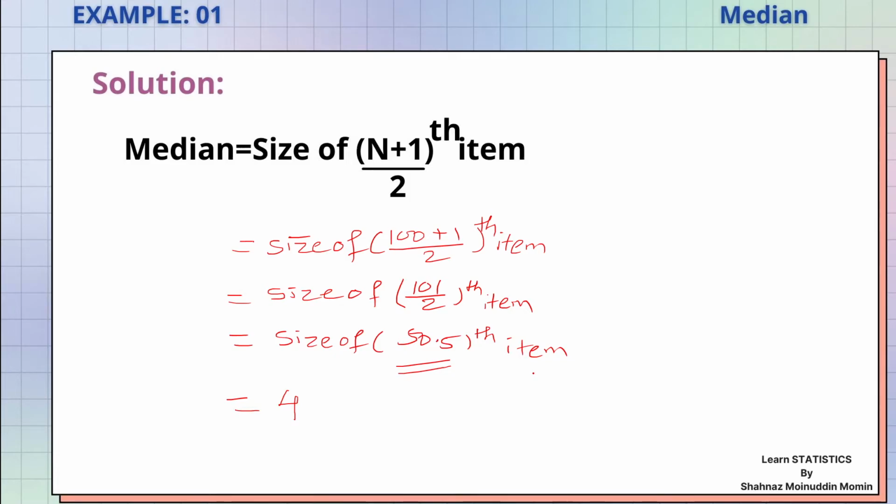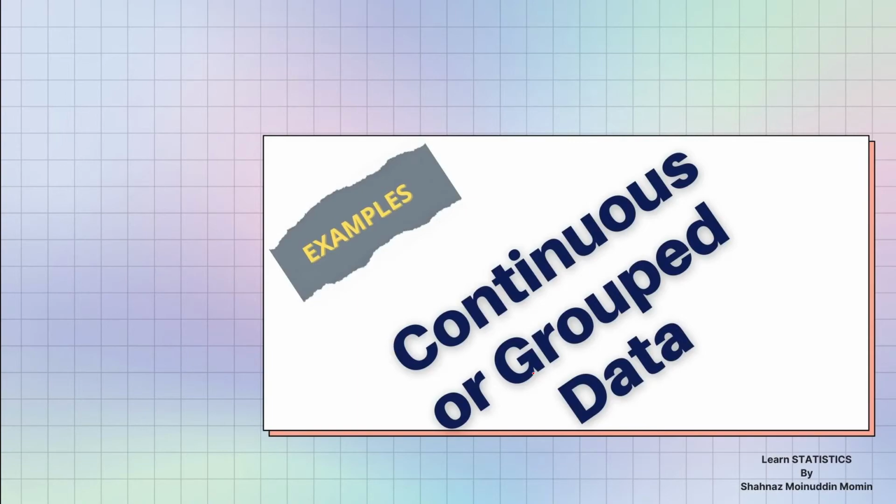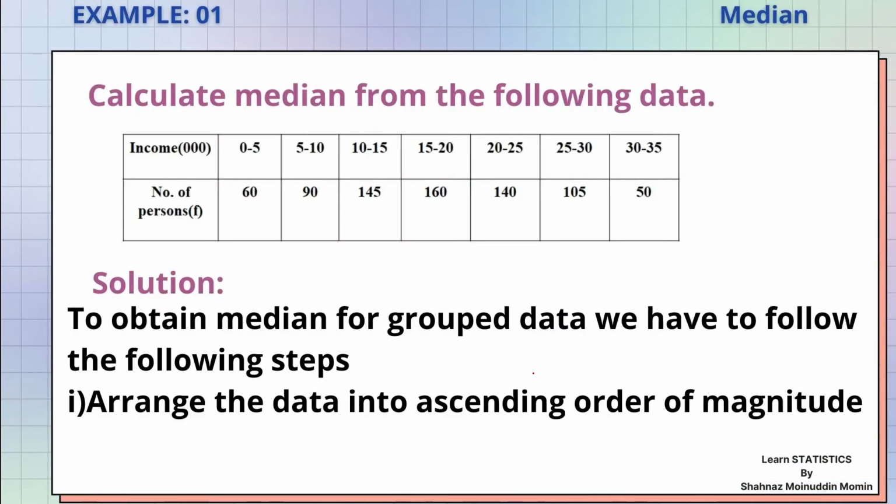Now, let us start with the third type of data, continuous or grouped data. In continuous or grouped data, we are given classes and their frequencies. Now, start with the example. Calculate median from the following data. Here, we have given the classes of income in 1000 and frequency as number of persons.